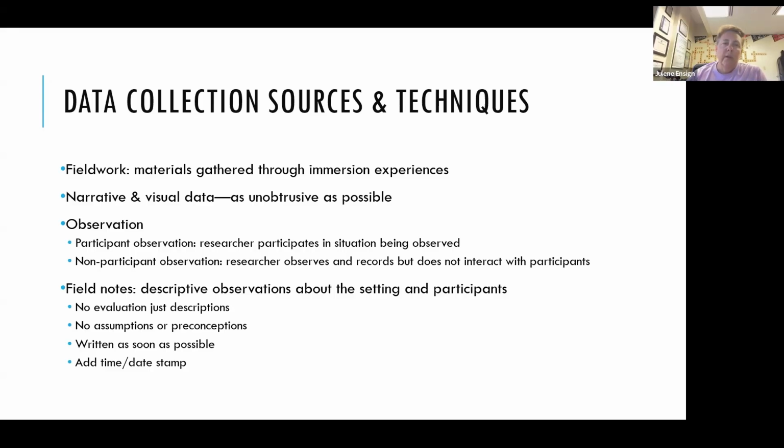So those field notes are the observations that are then recorded. There's no evaluation as to the quality, meaning like the teacher's doing this right, the teacher's doing this wrong. What I'm observing is right or wrong. I'm literally just writing down everything that I see. No assumptions, preconceptions. They're written as soon as possible, usually during the time that the observation is happening or as soon after as possible. That way we don't have to worry about recall issues in our memory. And then we need to make sure that we add a time and date stamp so that we can track when the actual observation happened.